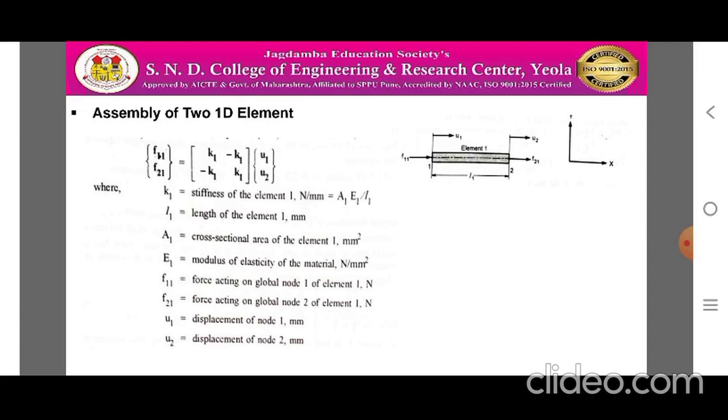F11 is the force acting on global node 1 of element 1, while F21 is the force acting on global node 2 of element 1. U1 and U2 are the displacements at nodes 1 and 2.